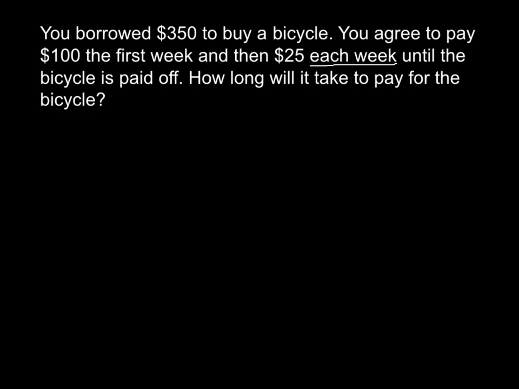Okay, do we know how much the bicycle is going to cost? We do know that because the bicycle costs $350. Okay, so the first week I paid $100. Is anything going to change about me paying $100 the first week? Could that $100 go up or down? Nope, that's what it is. Okay, now what's changing is that I'm paying $25 for each week. So 25 times every week plus 100 equals 350.